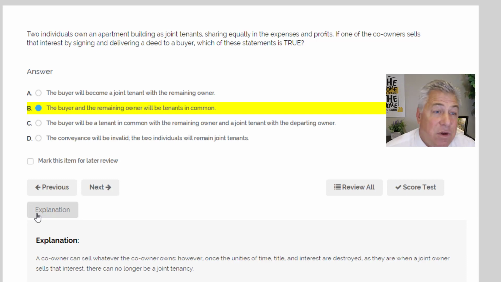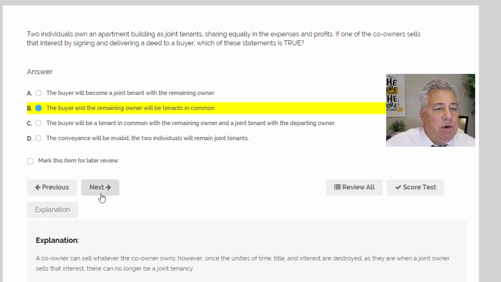Now, we only had two owners to begin with. If there were three or more owners, the joint tenancy would continue. But since we had only two owners to begin with, one of them selling that interest, the new owner becomes a tenant in common with the remaining owner. They're both now tenants in common.